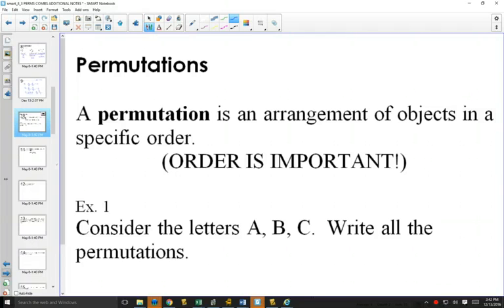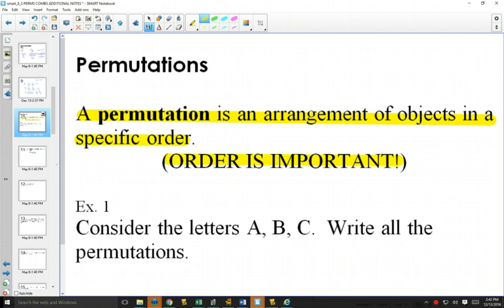So we've already seen the definition of a permutation. It is an arrangement of objects in a specific order, and that order is important. And this will become even more important because later on we'll learn how to do arrangements of objects when order isn't important, and that's called a combination. So right now, with permutations, the main thing is order is important.